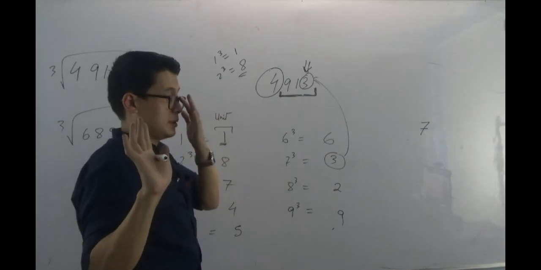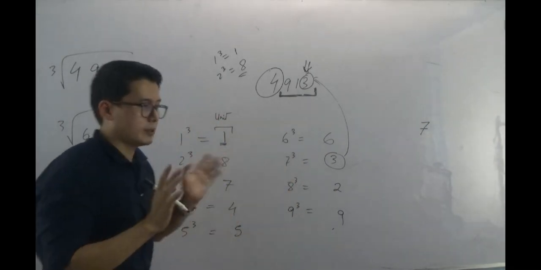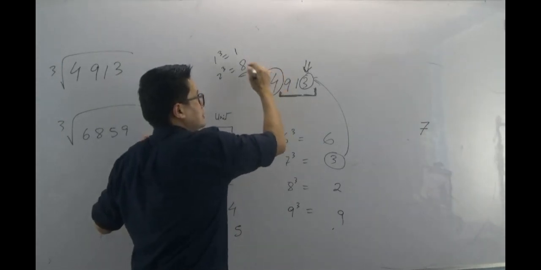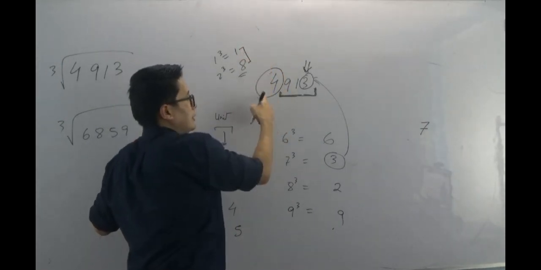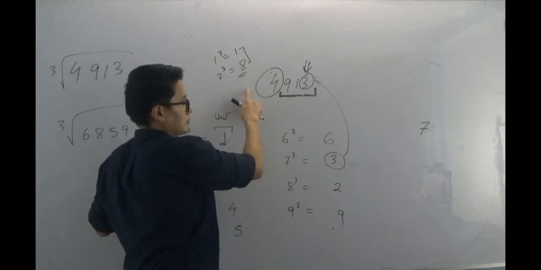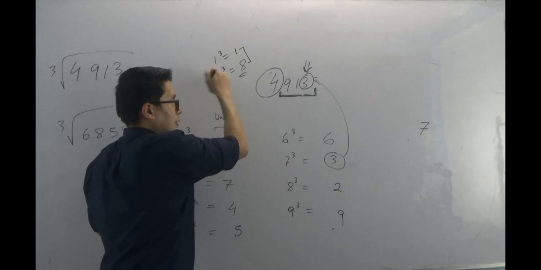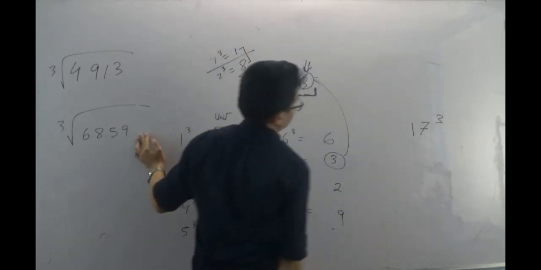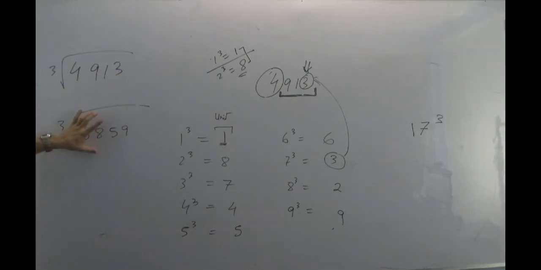Is this fine up till now? Clear? Take the 4. It lies between 1 cube and 2 cube. This 4 is less than 2 cube, so I take 1. So this is 17 cube. A perfect cube is when you get the cube root. Otherwise it is minus 17.